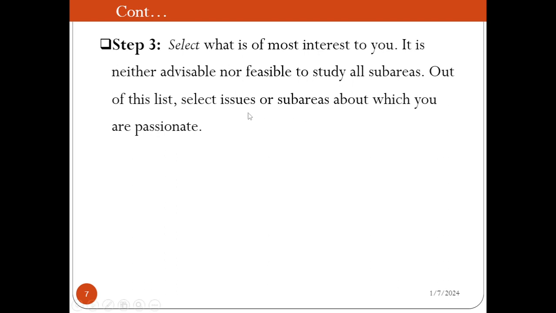So out of this list, select issues or sub areas about which you are passionate, that you are interested in. And if you remember, long ago I said interest is very important, because when you're carrying out an investigation, it really takes time. If you are not interested, you cannot keep up working on your topic or title. So it is very important to mind whether you're interested or not. If you're not interested in a title or topic, never select that and never start working on that.